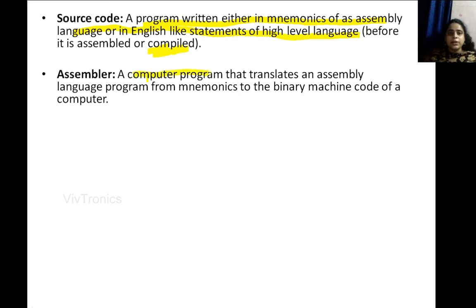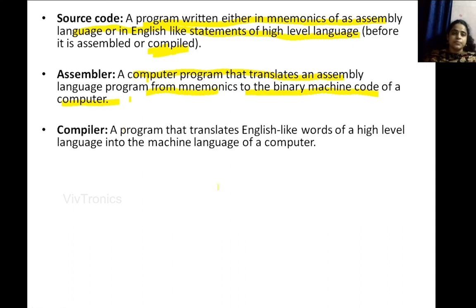Assembler is a computer program that translates an assembly language program from mnemonics to binary machine code of a computer. Whenever we are interacting with a computer, we don't know binary code, so we need some mediator between us and the computer to convert our code. So we write the program in mnemonics and the assembler converts it to binary machine code, and finally it transfers to the microcomputer system.